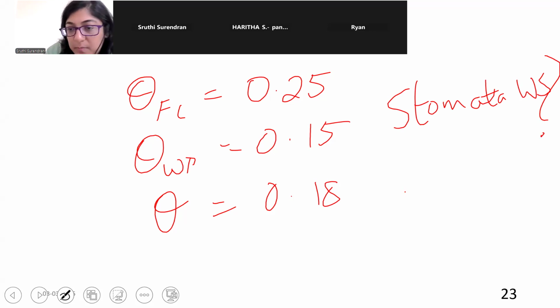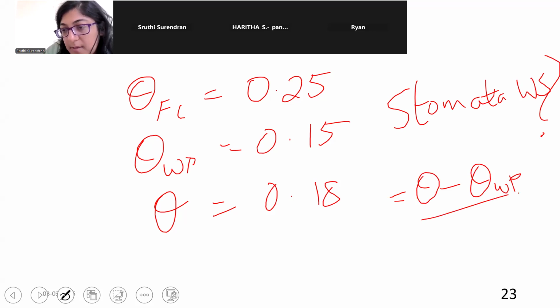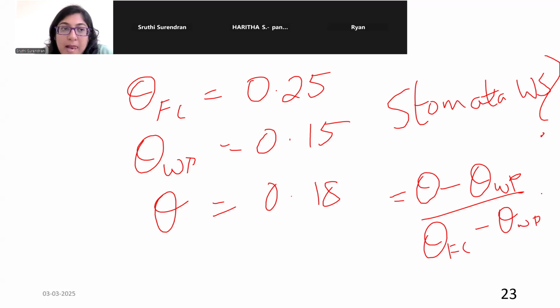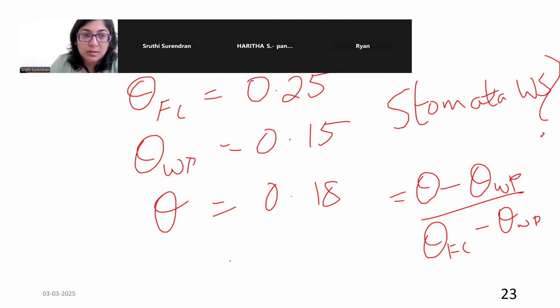So the equation for stomata water stress is theta minus theta WP by theta FC minus theta WP. Please do this; it is very simple arithmetic, because I want you to see the extent of the stomata water stress that you will get. If you do this problem, you will have an idea of what I'm going to be explaining later on. So try to do this.